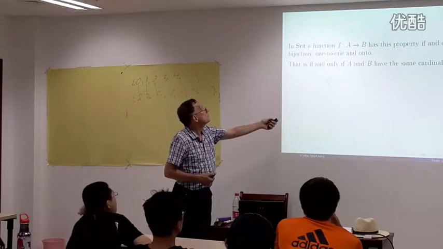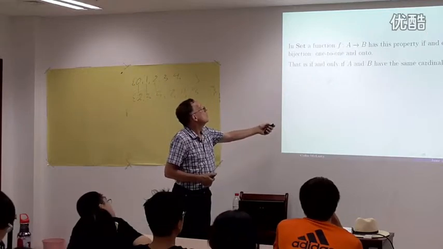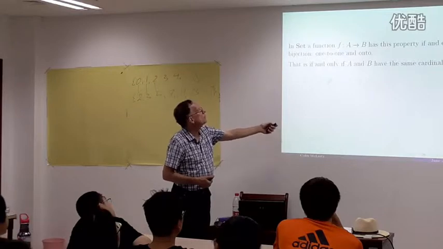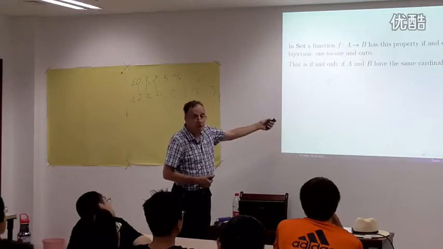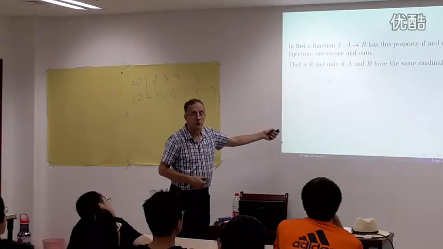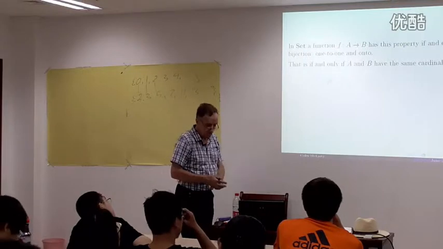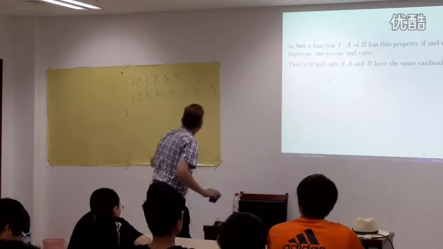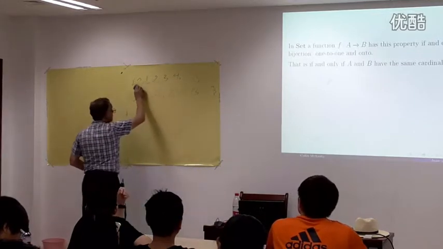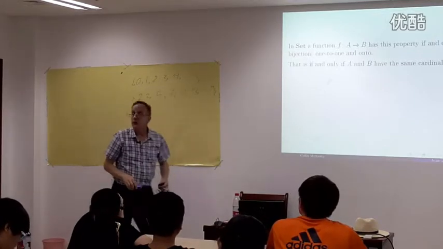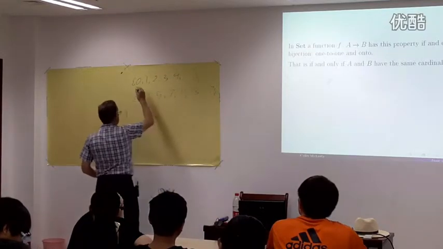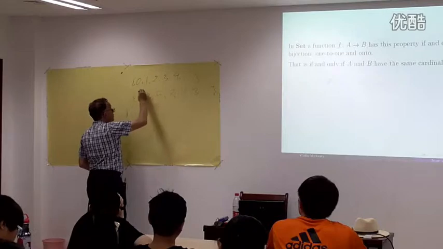So if and only if it's a bijection. I said this is wrong. A and B could have the same cardinality without every function between them being a bijection. These two sets have the same cardinality. There is a bijection between them. There are lots of bijections between them. But of course, there are also a lot of functions that aren't bijections.